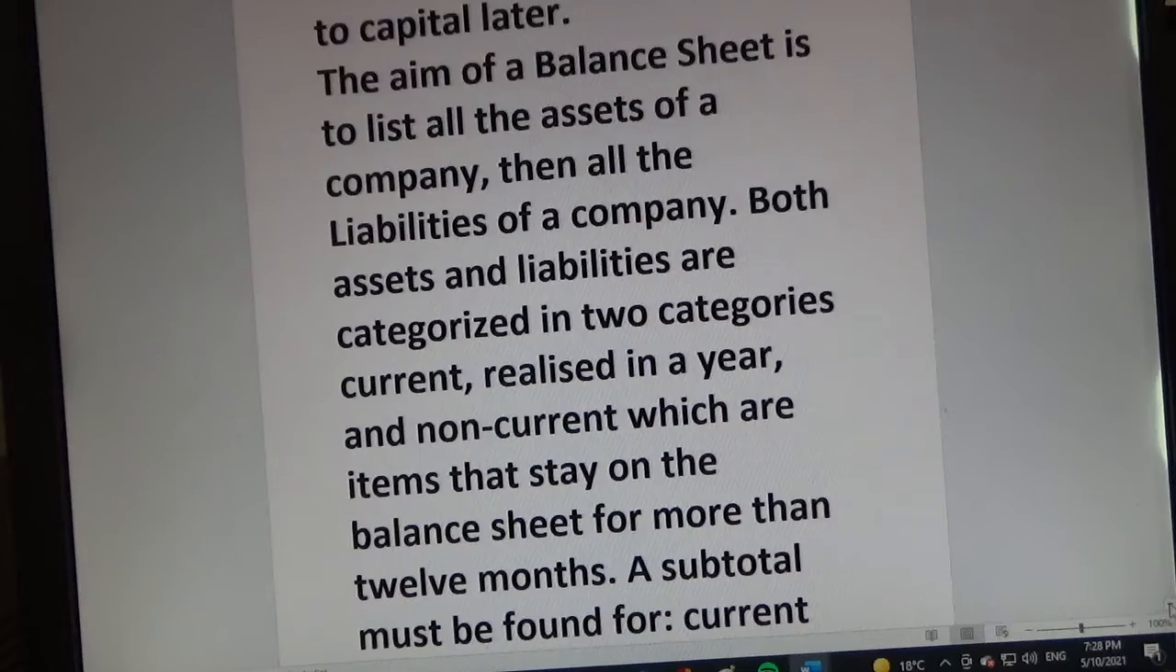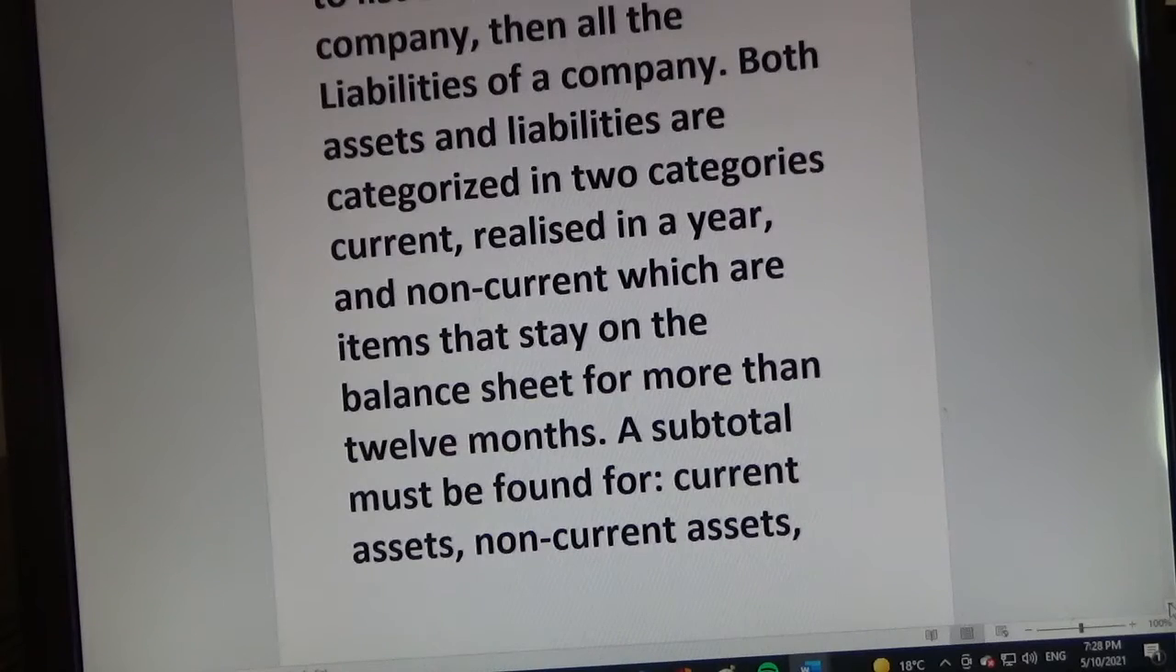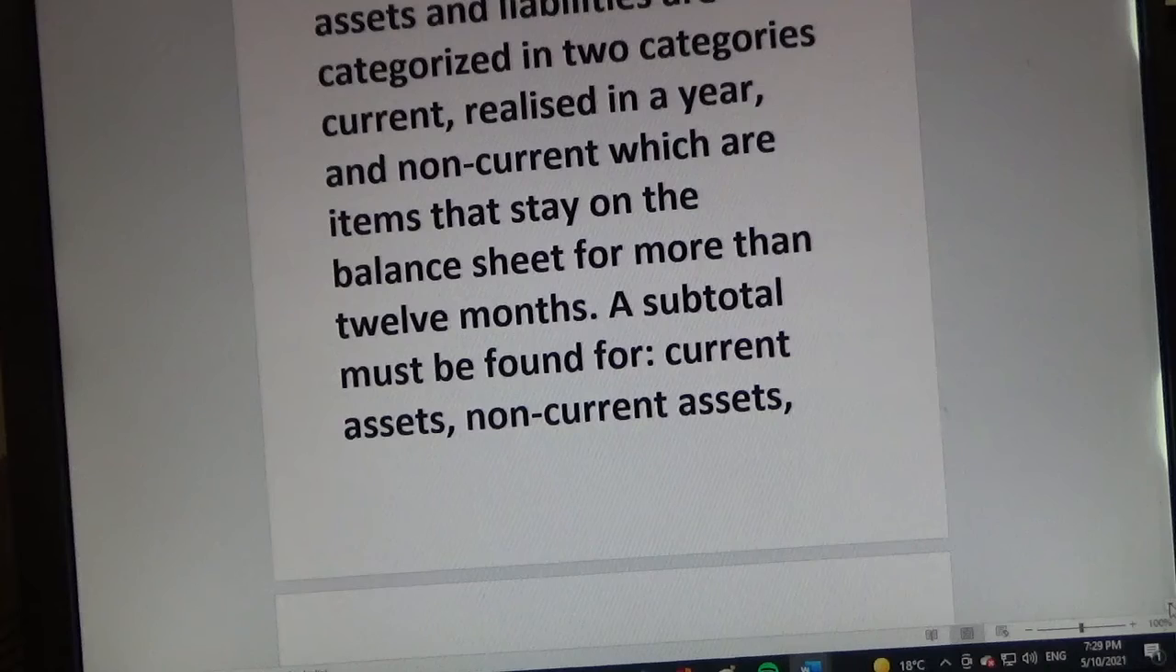As I mentioned, the aim of a balance sheet is to list all the assets of a company, then all the liabilities. Both assets and liabilities are categorized in two categories: current, realized in a year, like current assets or current liabilities, and non-current items, non-current assets and non-current liabilities, which are items that stay on the balance sheet for more than 12 months. So that 12-month time frame: if it's less, it's a current item. If it's more, it's a non-current item.